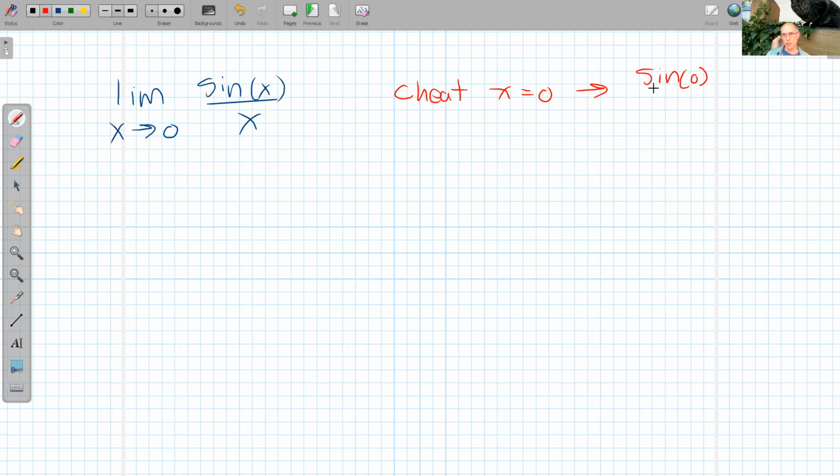of 0 over 0. And we always get this thing in math, you can't divide by 0. I talked about why you can't divide by 0 in a class last week. Sine of 0 is 0, so this is 0 over 0, which means there may be a limit.